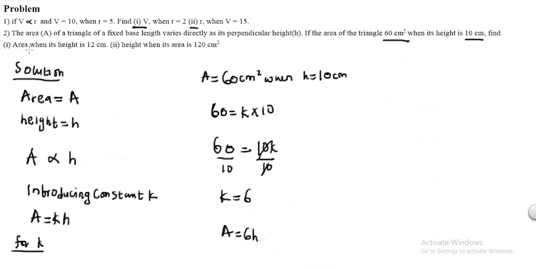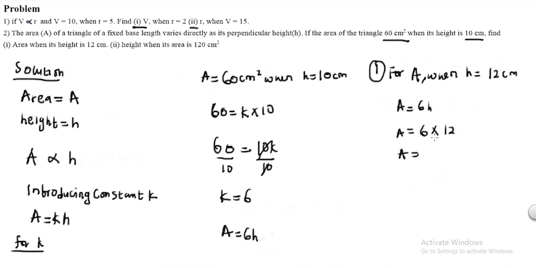For this first one that we are told to find area when the height is 12 centimeters, we'll come here and say for A, when h is equal to 12. So we'll pull out the formula, which is A is equal to 6h, and plug in our value of 12. So we have 6 times 12. So the area is equal to 6 times 12, which is 72. Remember, area has a unit of centimeter square. So put the unit here, 72 centimeter square.